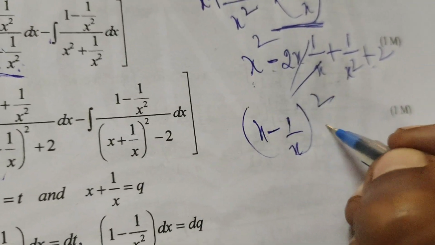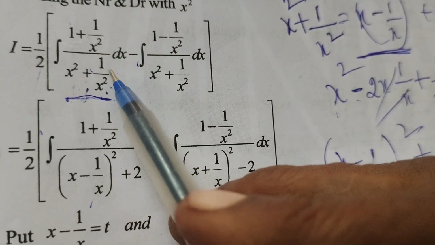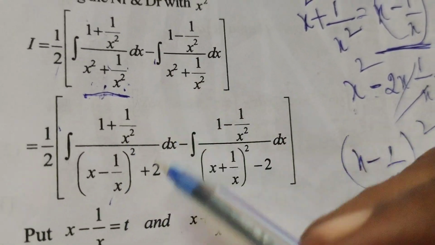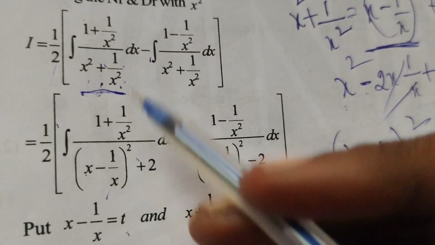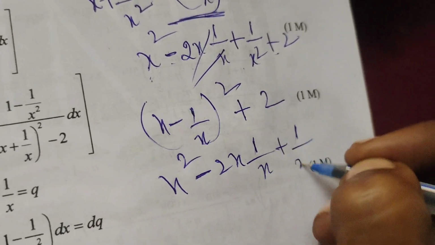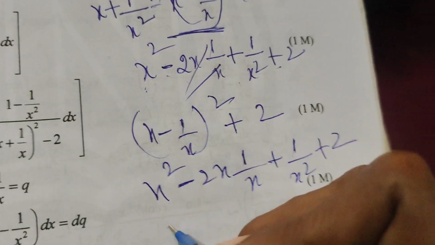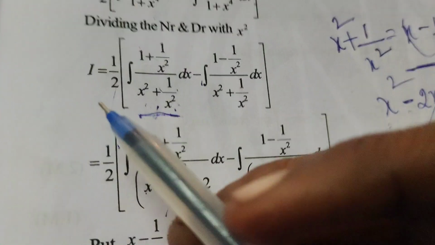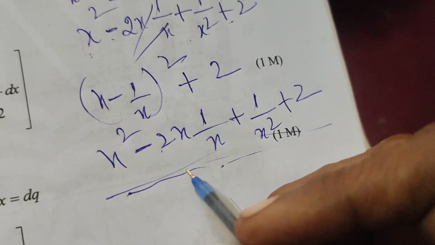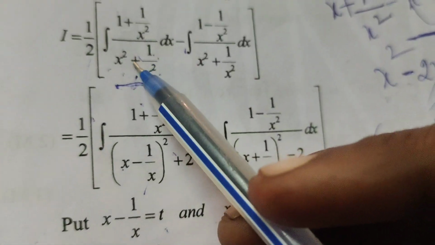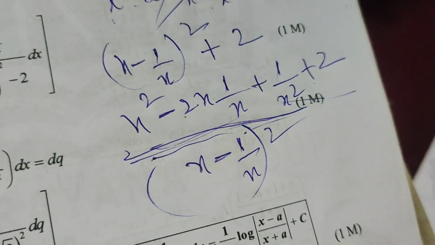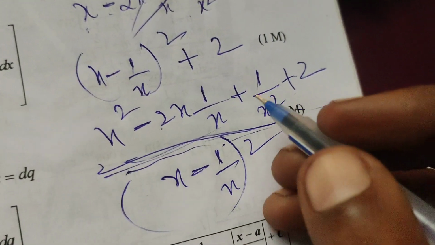Now in this term, x square plus 1 by x square, first we consider the formula x minus 1 by x whole square, which expands to x square minus 2x into 1 by x plus 1 by x square, plus 2. In this way of expansion, x square plus 1 by x square remains, because again the x terms cancel and minus 2 plus 2 gets cancelled. Next, we apply the formula x minus 1 by x whole square, plus 2.